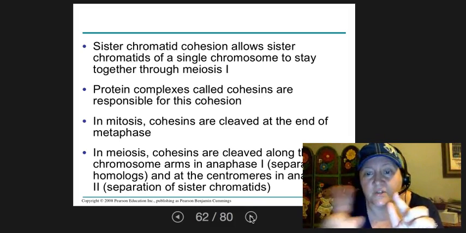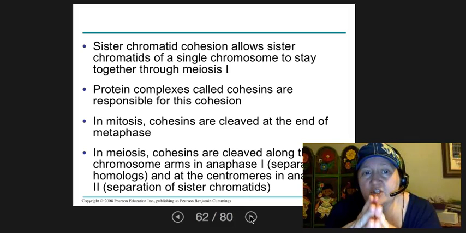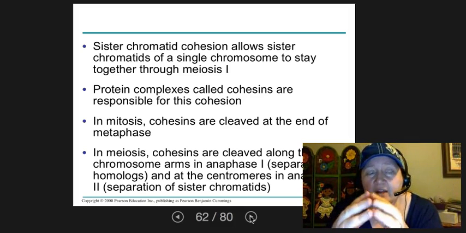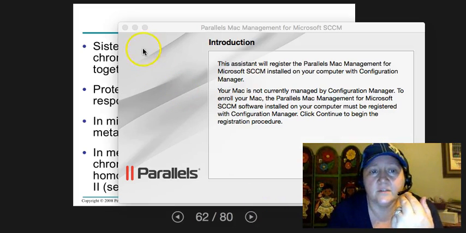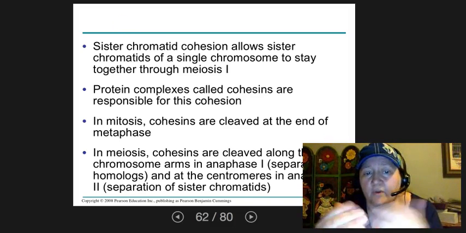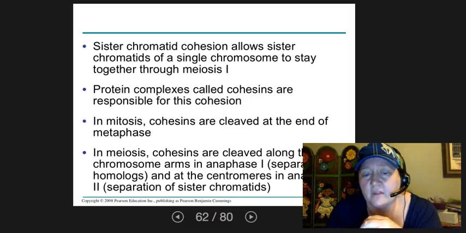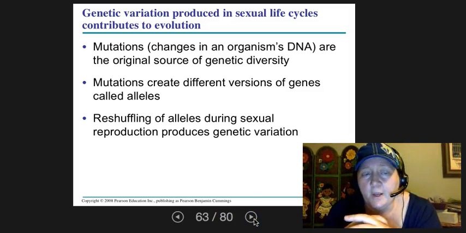This is what allows those sister chromatids to stay together in meiosis 1. There's a special little protein complex called a cohesin. I know that looks a lot like cohesion, but there's no O in it. There's a special little protein complex called cohesin, and that's what allows them to stay together. And then in mitosis, those are what gets cleaved at the end of metaphase. In meiosis, the cohesins are cleaved along with the chromosome arms in anaphase 1, so they separate at that point. I never ask that question, but it's in case you've got the curious brain going on.